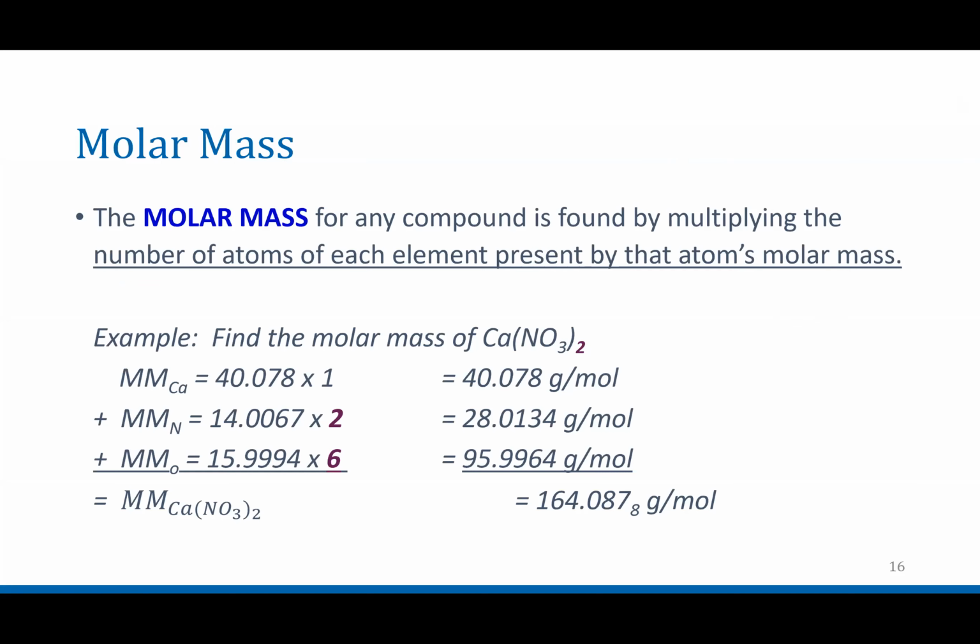Now remember, the molar mass of a compound is found by multiplying the number of atoms present by that atom's molar mass, and then you add them all up. So basically, the molar mass is the sum, the total masses of all of the elements in your compound. The molar masses are the same as the atomic mass. The units are grams per mole.